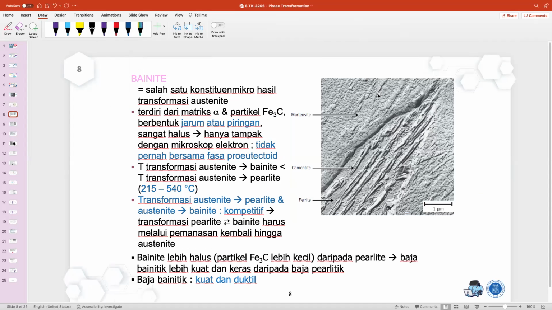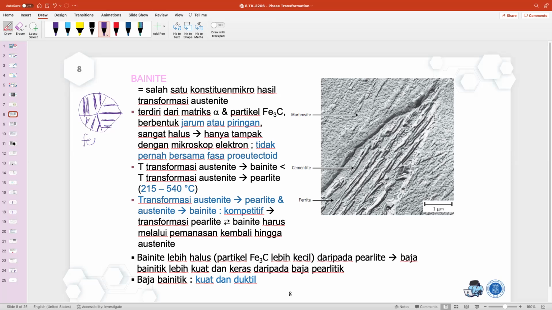Bainite is one of the microstructures from the transformation of austenite, like pearlite, but instead of layers between alpha ferrite and cementite, maybe I can draw it. You know the microstructure of pearlite looks like this, right? It's like layers.